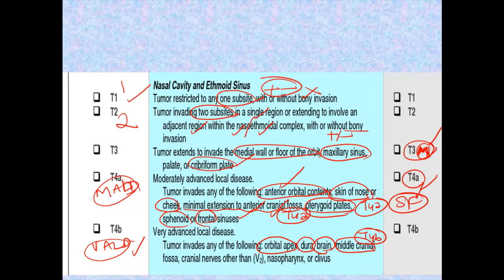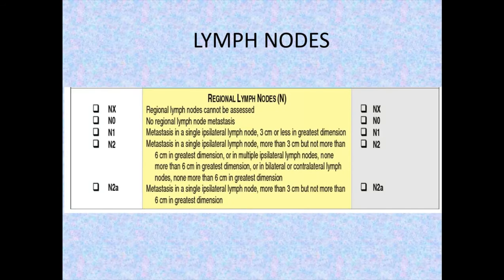And cranial nerves other than V2, and nasopharynx and clivus. This is already done, similar to that. For lymph nodes, because I'm telling you for the first time, I'm taking it in detail. So next time when you get into other tumors, the lymph nodes are similar for all except for the thyroid, okay, the lymph nodes are the same. So NX is regional lymph nodes cannot be assessed.